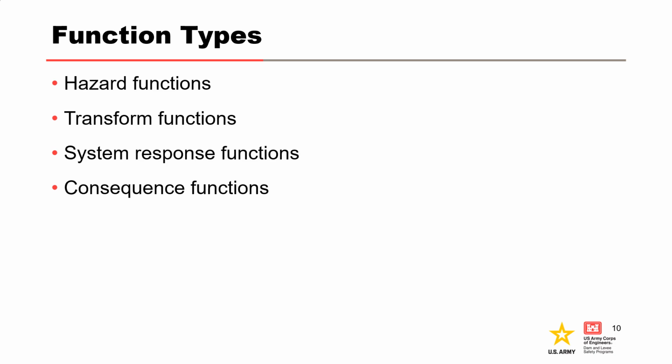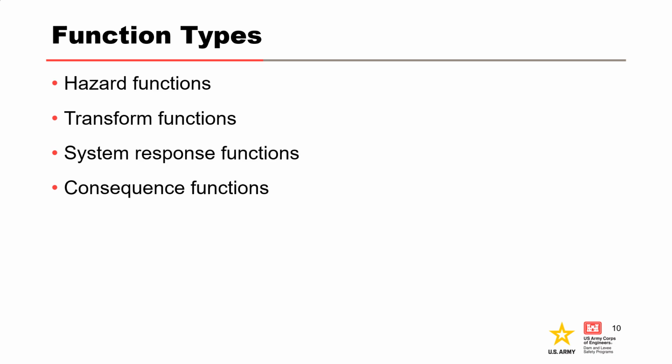RMC Total Risk contains 4 function types that are very similar to the functions that you learned about in Module 1 of this course. Hazard functions describe the exceedance probabilities of various hazard levels, with examples being peak flow frequency, reservoir pool stage frequency, and seismic hazard curves. Hazard functions are almost always represented by continuous random variables.